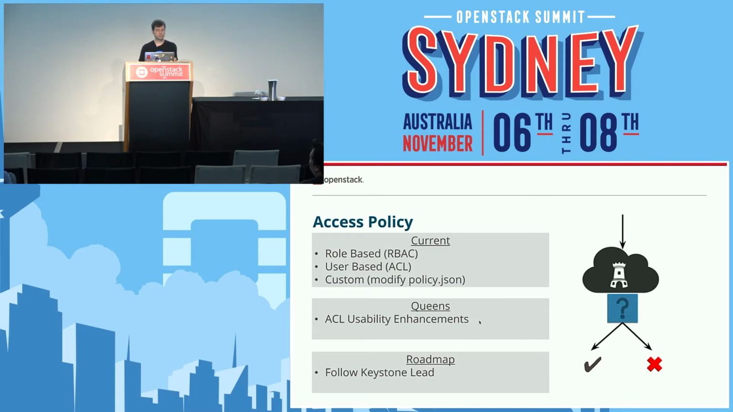For the Queens release, we'd like some more usability enhancements to our ACL support. Right now it has to be done on a per user and a per secret basis, and if we could make that easier, that would be a welcomed enhancement. And looking forward on the roadmap, we really need to follow Keystone's lead here, because all of our access decisions are based on Keystone authentication tokens. So as Keystone evaluates new things like application credentials or trust mechanisms, these are things that we can incorporate into Barbican's policy as well.